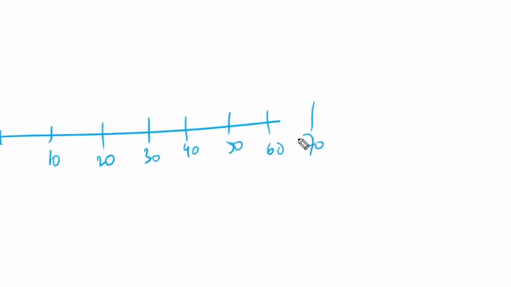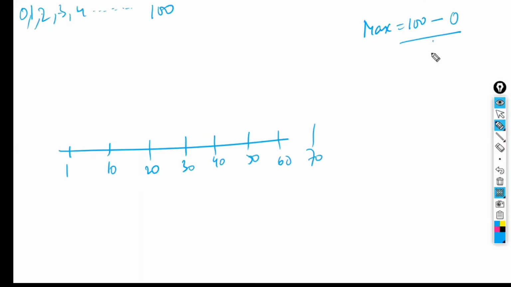Why is it collecting with respect to 10? How is it giving that? The maximum value here is 100, minus the minimum value of 0, assume 0 is there, divided by 10. So now each bin size is going to be 10. The bin size will be 10. So the starting value will be 0, then 0 to 10, 10 to 20, 20 to 30. Each bin will be like this.